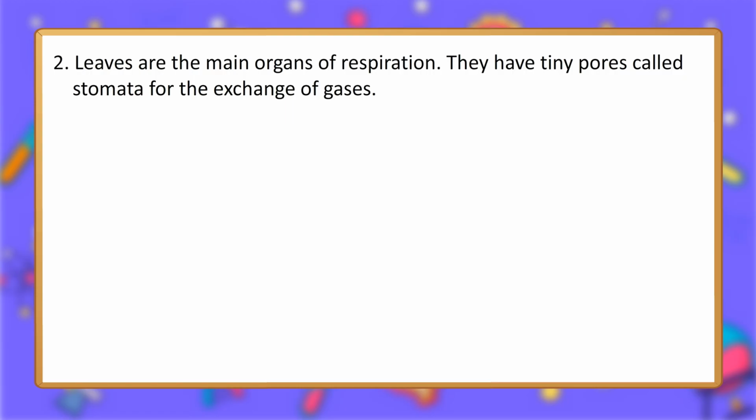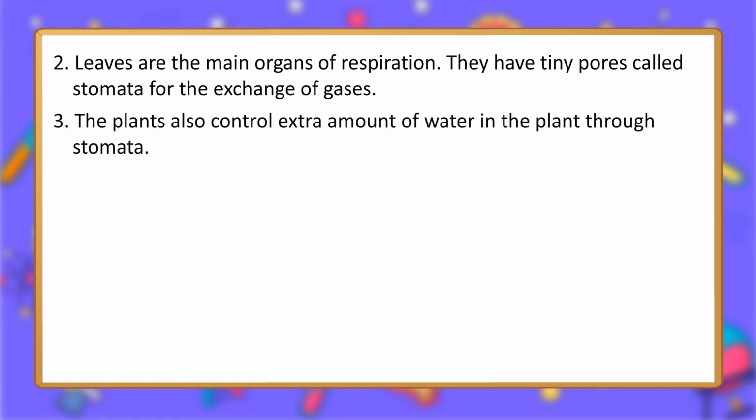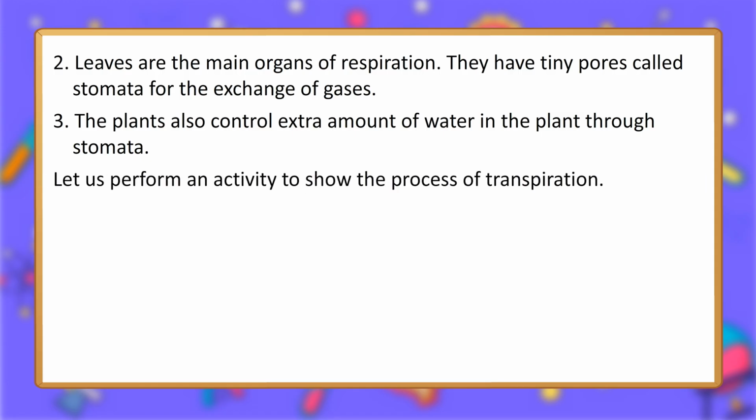2. Leaves are the main organs of respiration. They have tiny pores called stomata for the exchange of gases. 3. The plants also control the extra amount of water in the plant through stomata. Let us perform an activity to show the process of transpiration.